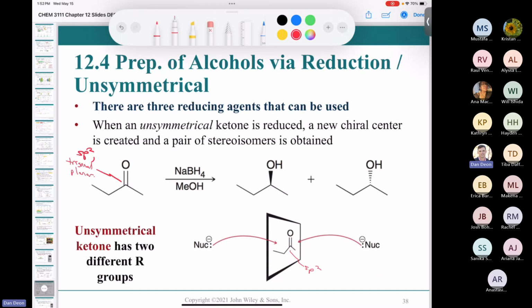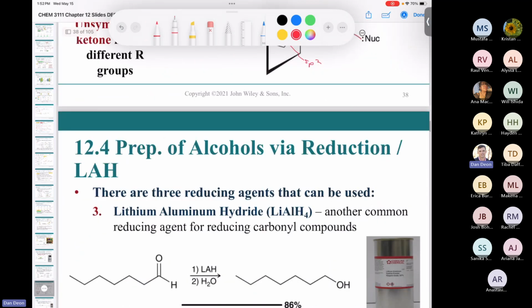So in this case, you'd end up with a pair of enantiomers. Okay, so these are enantiomers. And you'd end up with a racemic mixture. You'd get a 50-50 mixture of each of them. So again, it's not going to discriminate between either face of the molecule. So an unsymmetrical ketone is going to produce a pair of stereoisomers.